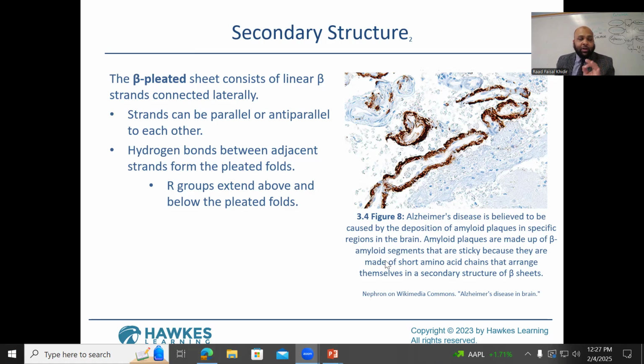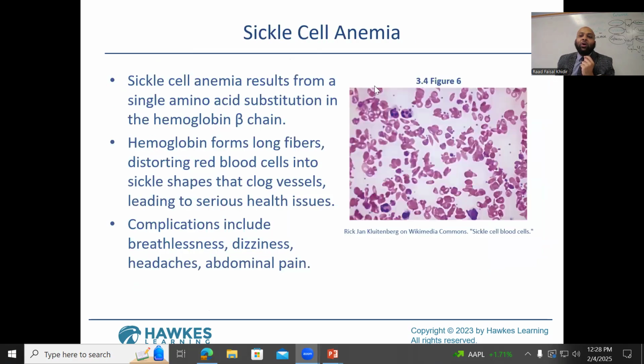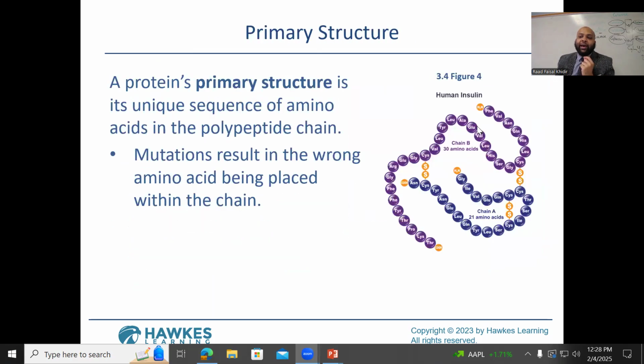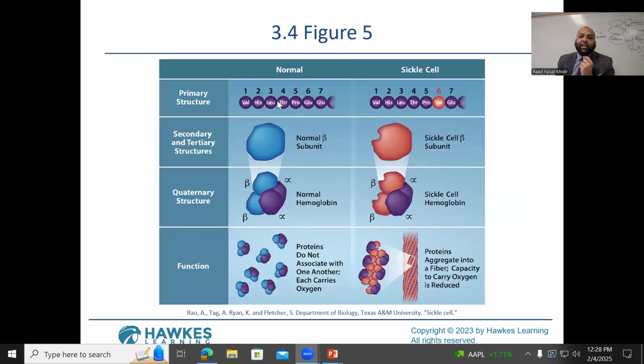Just remember that beta pleated sheet and alpha helix are what type of protein structure? Secondary. And a long string of beads, like a train, is an example of what structure? Primary.